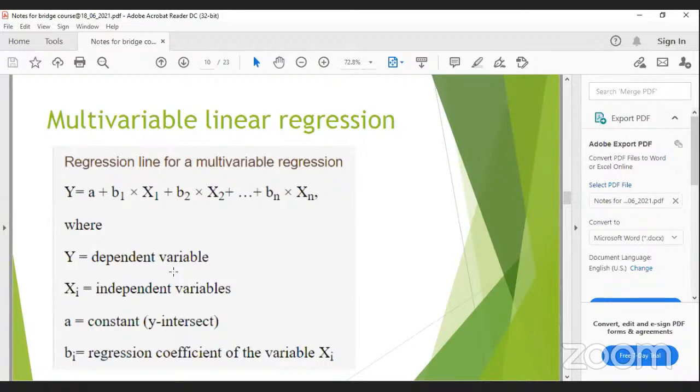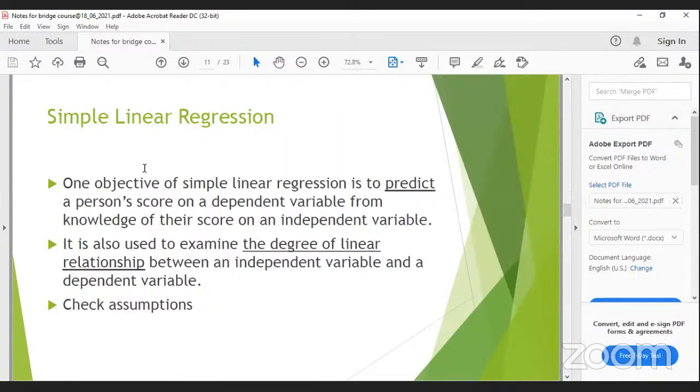Remember, sometimes they ask in the viva what is the difference between these two? Understand this concept. So I'm talking about sample linear regression, sample multiple linear regression, because we have a sample, and based on that we are estimating these parameters. Okay. So what is the aim of simple linear regression? You have to predict the dependent variable from the independent variable, and it gives the degree of linear relationship between the variables.